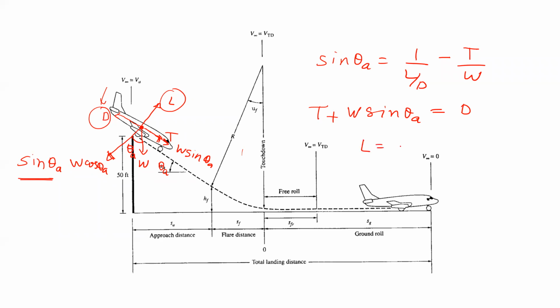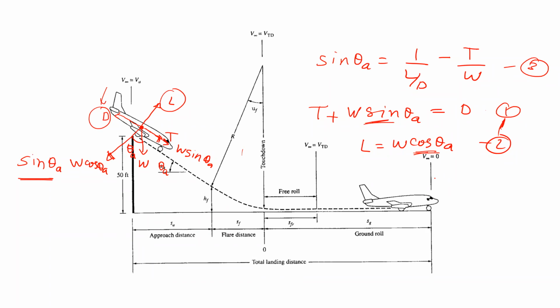L is equal to what? W cos theta A. And how do I use these two equations to get this third equation? How do I combine these two? We can divide these two, sir. Okay, so let's do that. Because there is a cos theta A, the tan theta A will come if I divide, isn't it?